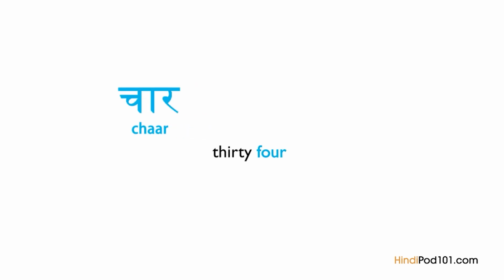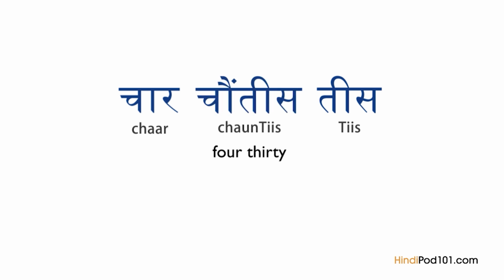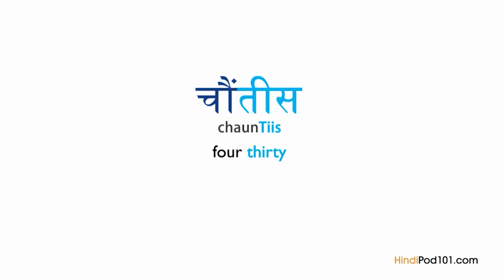How would you say 34 in Hindi? You first say a variation of 4 followed by a variation of 30. So 34 is literally read as 4 30, which is चौंतीस. Here, chaun is a variation of the number 4 or char and 30 is तीस. 34.